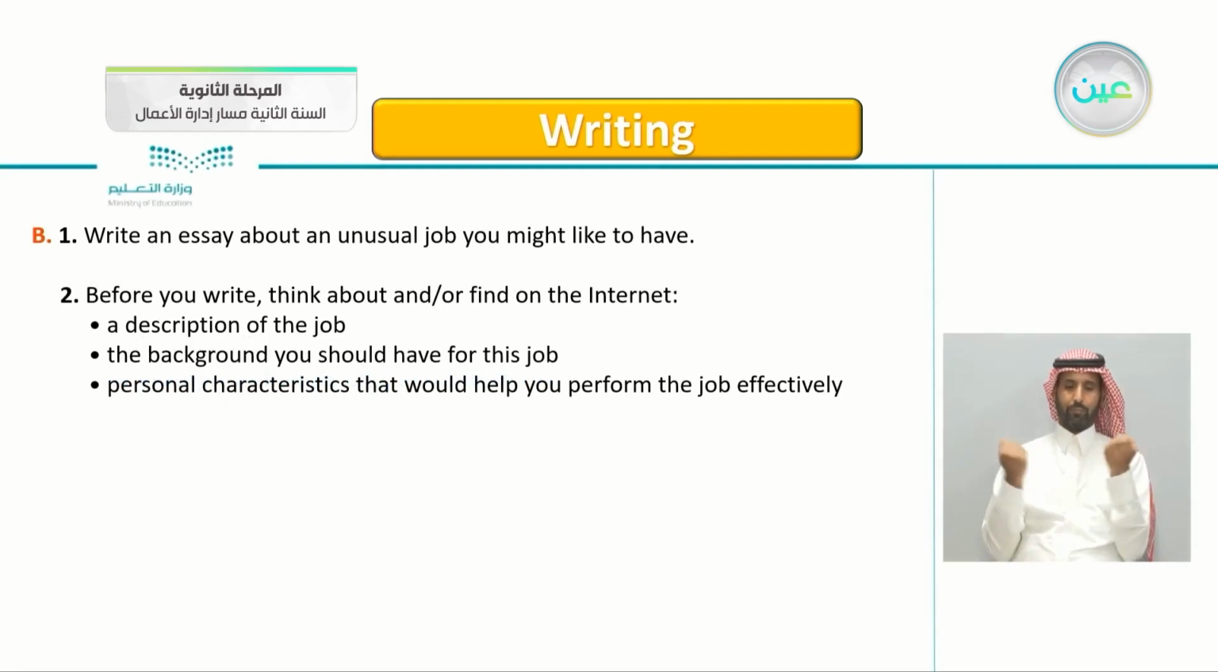Exercise B: write an essay about an unusual job you might like to have. Before you write, think about and or find on the internet a description for the job. Try to look for a description for the job. The background you should have for this job. What should you have? Your qualities for this job. Personal characteristics that would help you perform the job effectively. Personal, you have to be patient and so on.